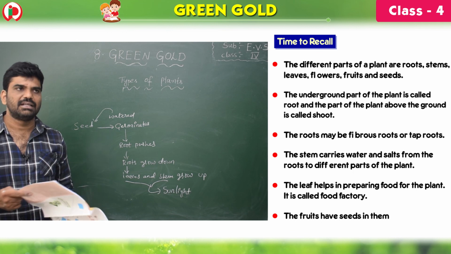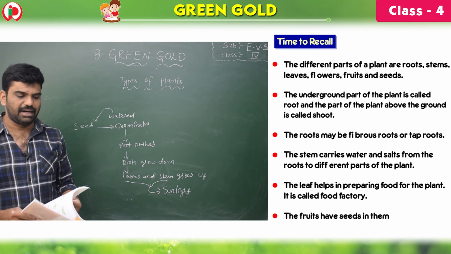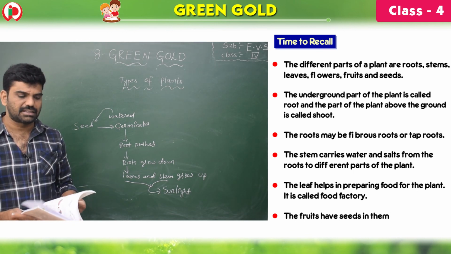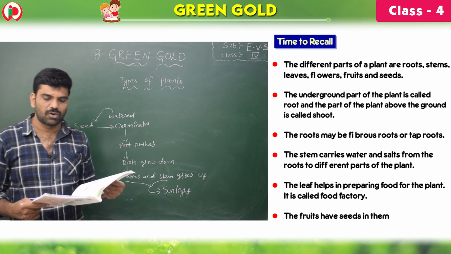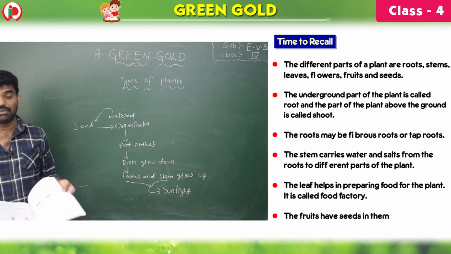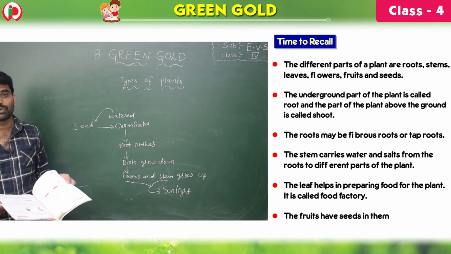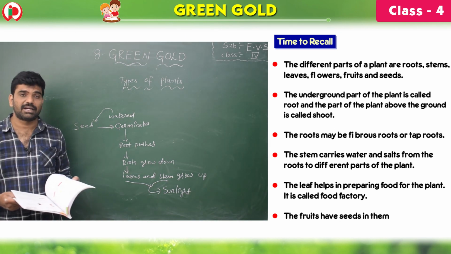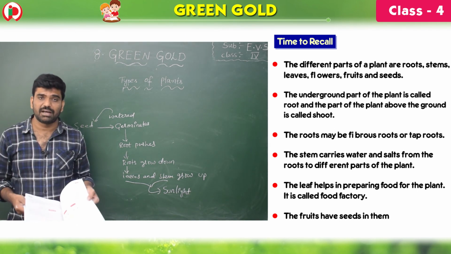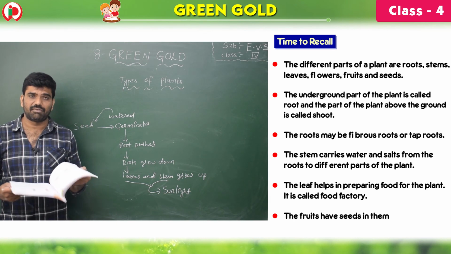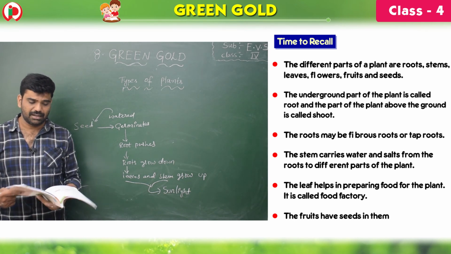Okay, children, this is the end of the 8th lesson, Green Gold. In this lesson, we have learned many types of plants, the life cycle of plants and the functions of the root, stem, leaf, flower, etc. Okay, thank you.